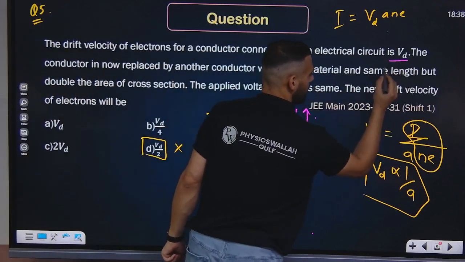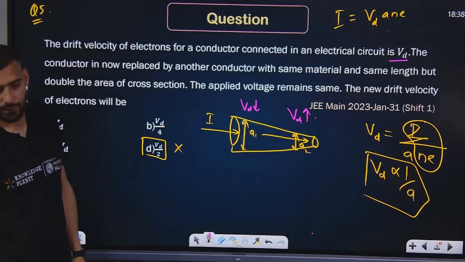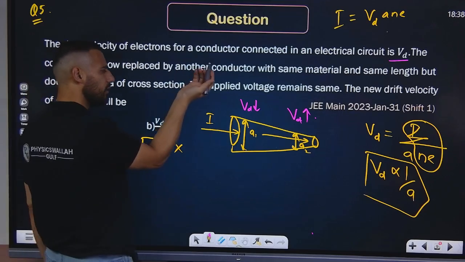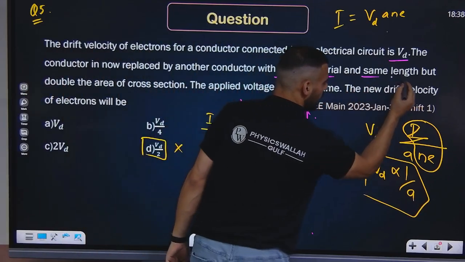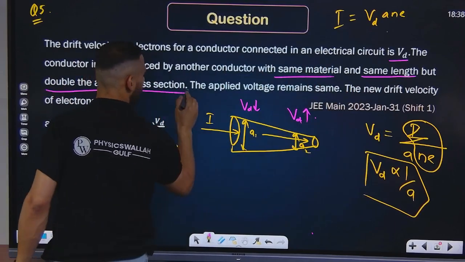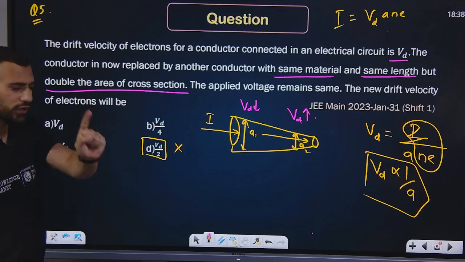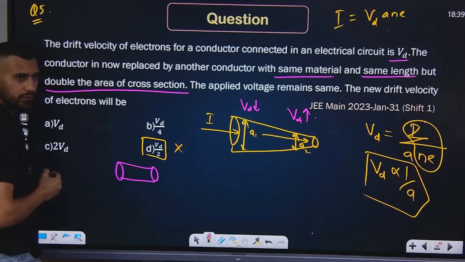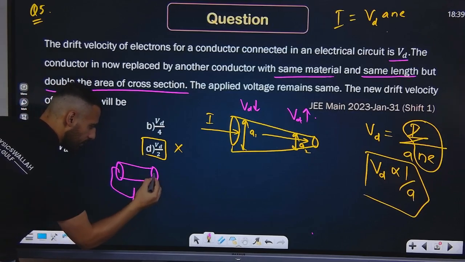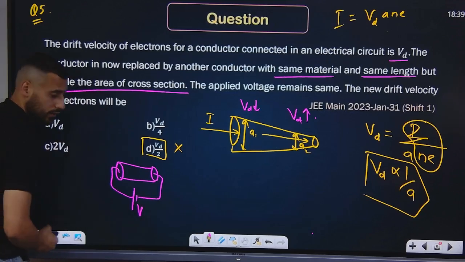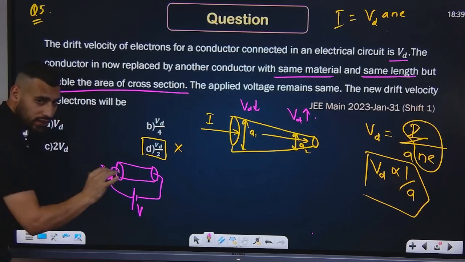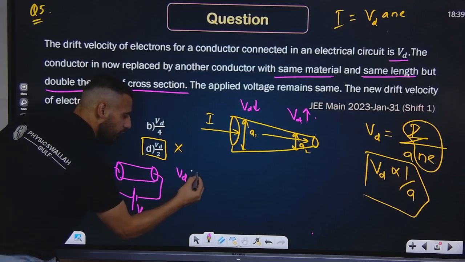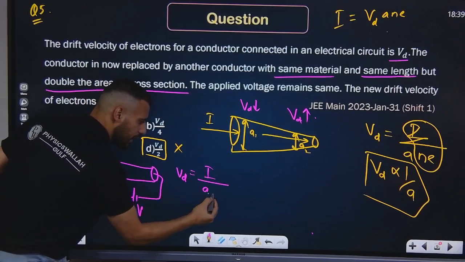There is a conductor in which the drift velocity is Vd. Now what he is saying is, the conductor is now replaced by another conductor. Same material, same length, but double the area of the cross section. First of all, tell me, if this was the original conductor, this was the voltage applied, some current must have been flowing through this circuit, isn't it? So in this situation, the drift velocity was Vd, and was it equal to the current divided by ANE?